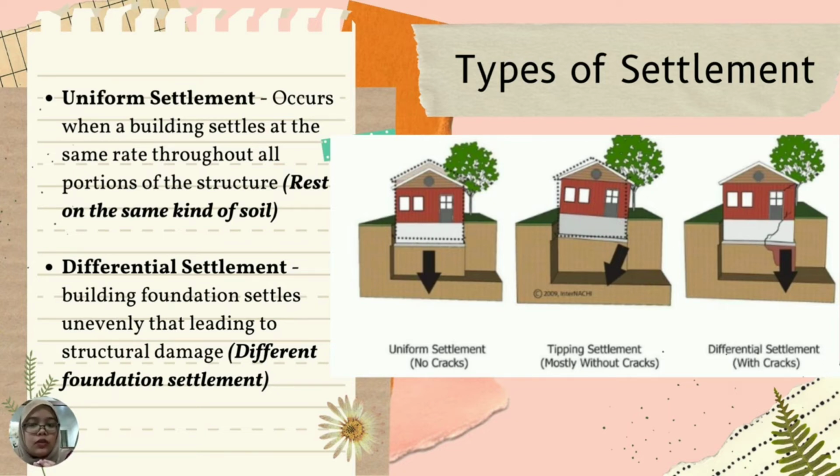Uniform settlement occurs when a building settles at the same rate throughout all portions of the structure. Sometimes it comes with tipping. Therefore, sometimes uniform settlement and tipping settlement can be classified as the same type of settlement. This type of settlement happens because the building rests on the same kind of soil. And for differential settlement, the building foundation settles unevenly, leading to structural damage, usually with cracks. This happens due to different foundation settlements.